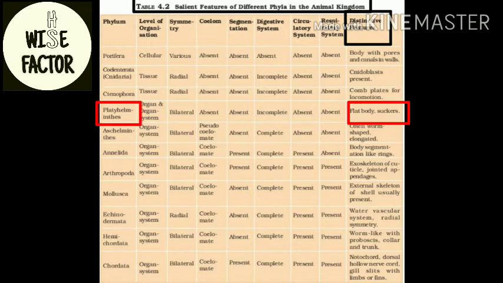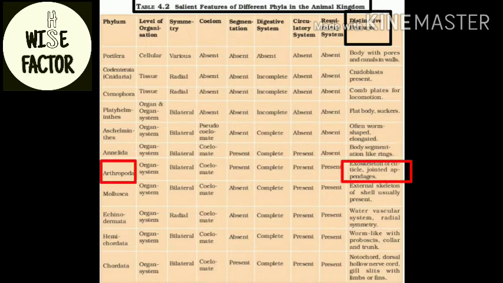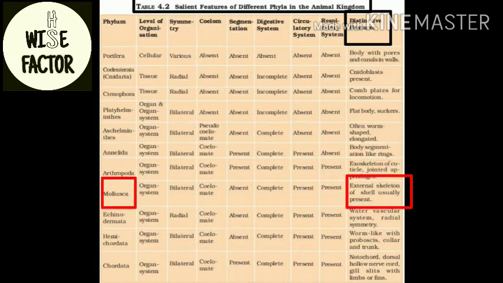Platyhelminthes have a flat body, and the pronunciation of Platyhelminthes can be related to the word flat. They have suckers because they are mostly parasites. Aschelminthes are often worm-shaped and elongated. Annelida have body segmentation like rings, which we have already learned. Arthropoda have exoskeleton of cuticle because they are basically insects and they have jointed appendages, which itself is the meaning of the word Arthropoda. Mollusca have external skeleton of shell.